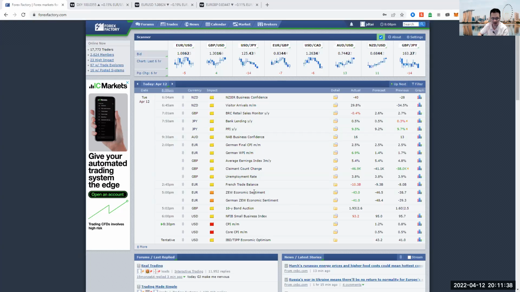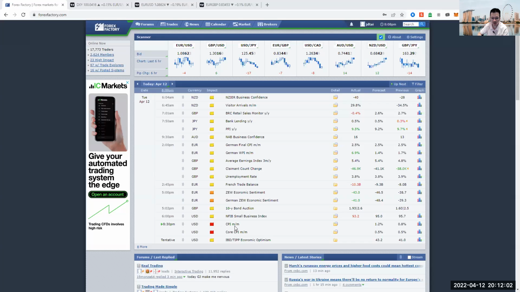We saw, as I spoke about this morning, the Eurozone economic sentiment again. I thought it would be worse than that, but it's still in the minus 43 number. Worse than previous, not as bad as expected. Again, didn't do too much to euro dollar. But the main event for tonight is at 8:30 in about 20 minutes time.